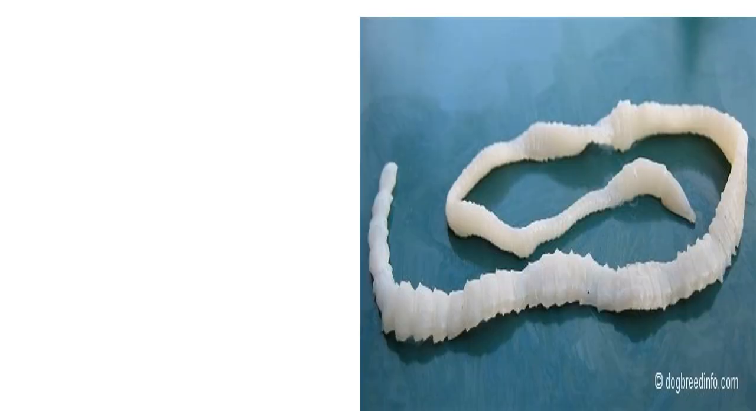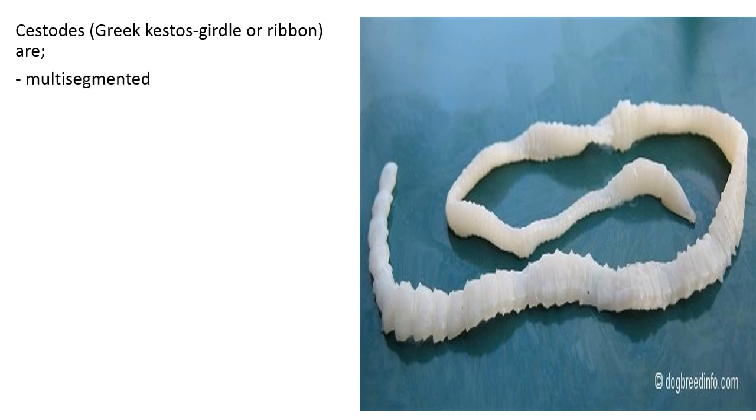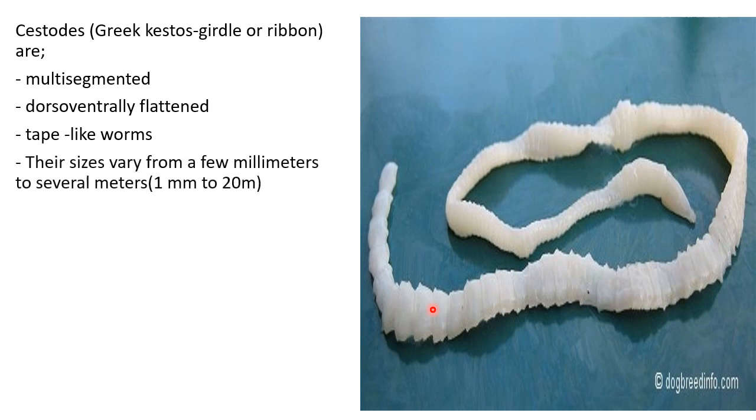So the term cestode is gotten from a Greek word, kestos, which simply means girdle or ribbons. And these guys are multi-segmented, dorsoventrally flattened, tape-like worms. I mean, you can tell this guy on my right side literally looks like a tape measure. Their size varies from a few millimeters to several meters, like 1 millimeter to 20 meters. So I guess that's why they were named tape worms or something like that.